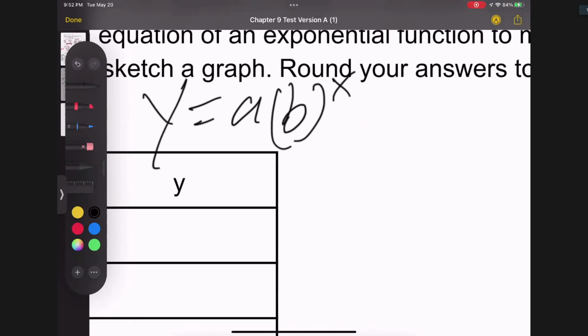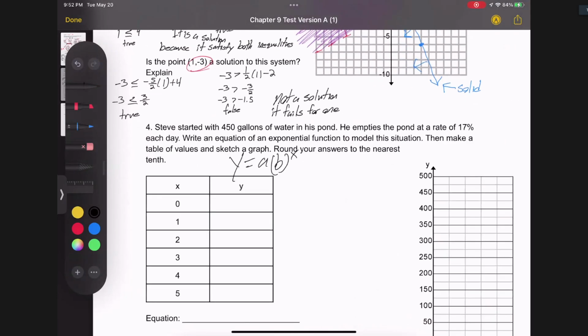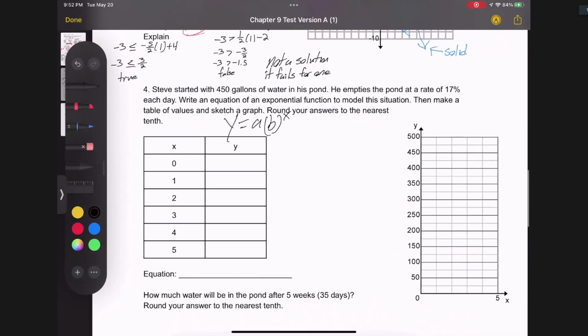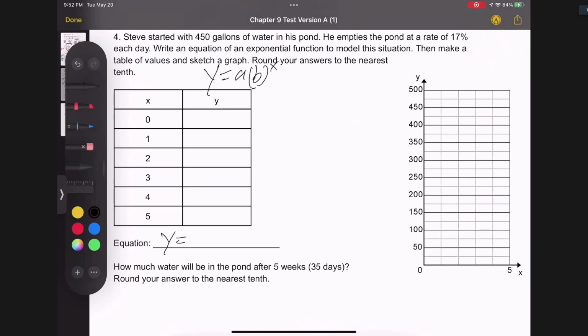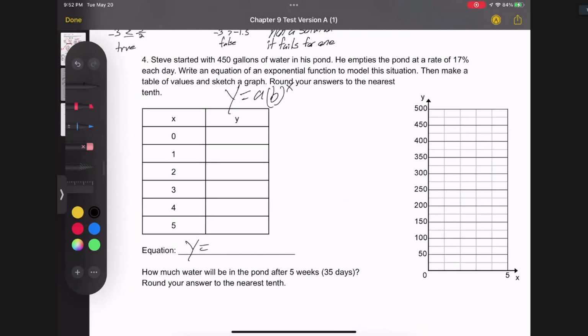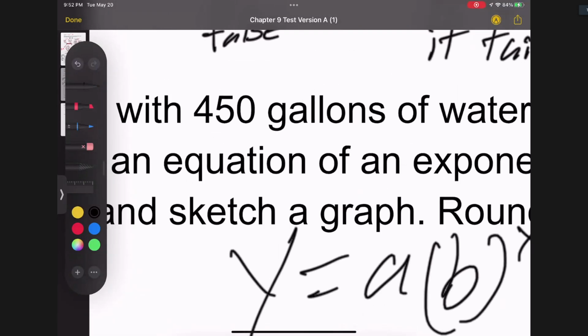All exponentials, at least for this class, are always going to be in this form, every single one. Now, I tend to always write down the equation first because it makes things a lot easier. Again, write down your equation. An equation, please do not write an expression. So I want to explain what I mean by an expression. A is always going to be your starting value, what you start off with.